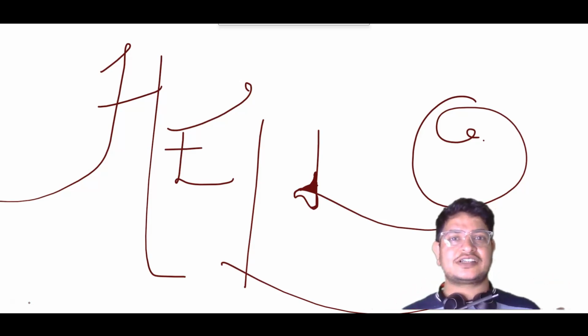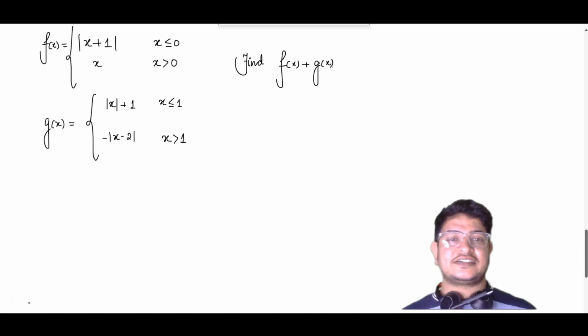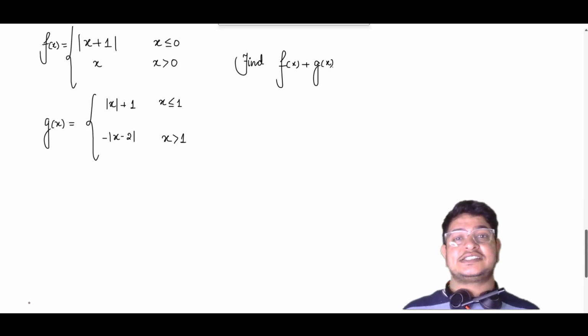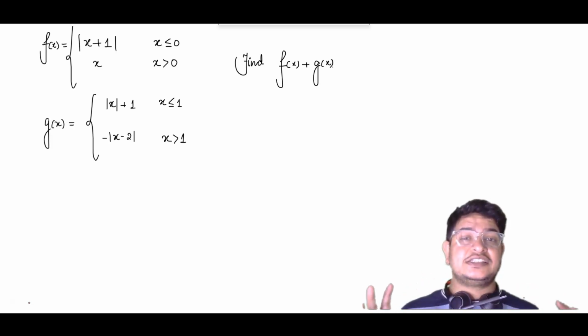So without any delay, we will go to that question and see how you will solve it. The question is given as this one. f(x) is given as mod of x plus 1, which is in the interval x less than or equal to 0, and x, which is for x greater than 0.